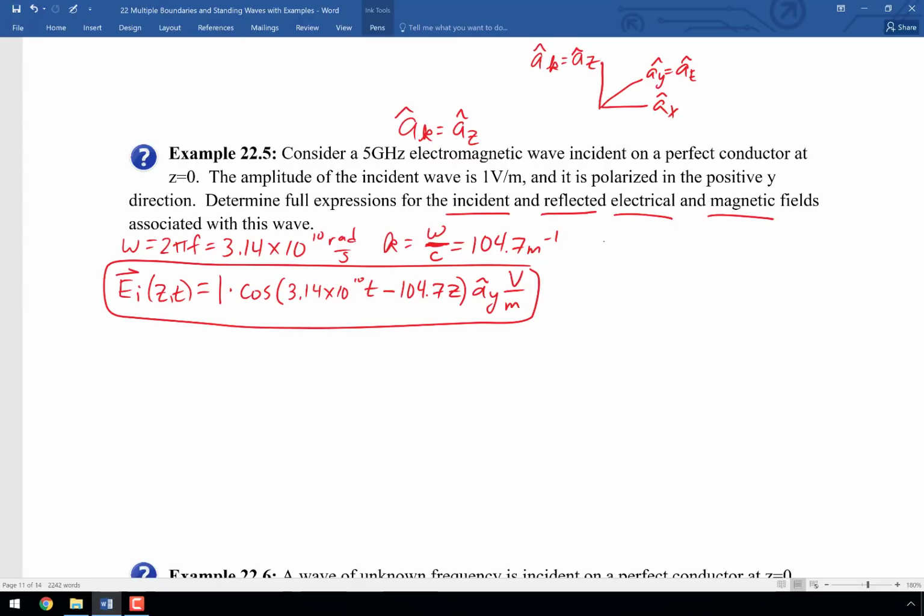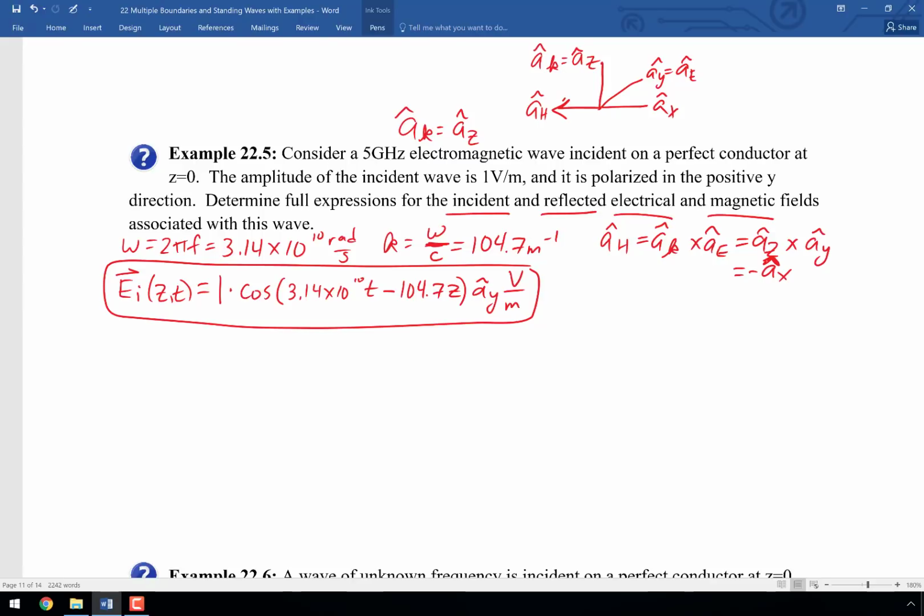The question is, what is a sub h? So a sub h is always going to be equal to a sub k crossed with a sub e, which in this case is going to be a sub z crossed with a sub y. If you put your fingers in the direction of a sub z, curl them in the direction of a sub e, then your thumb is going to point in the direction of negative a sub x. So this is a sub h. So this is equal to negative a sub x.